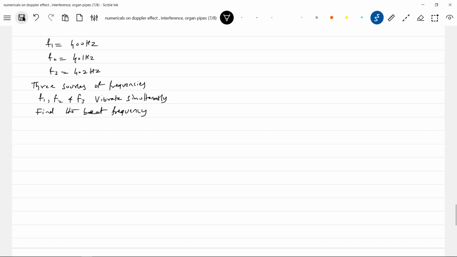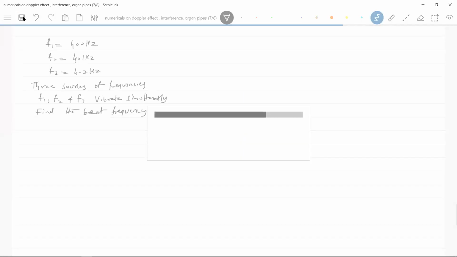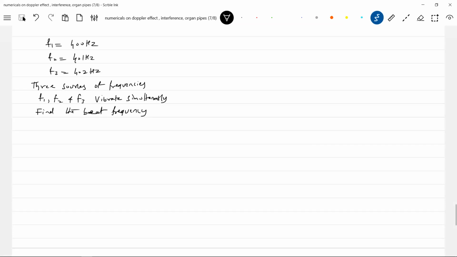We did this only for one source. Can you remember? Here I just brought three sources. Three sources of sound are kept at a certain point. They will undergo superposition, and we have to find the beat frequency. Okay, first we'll do one thing.